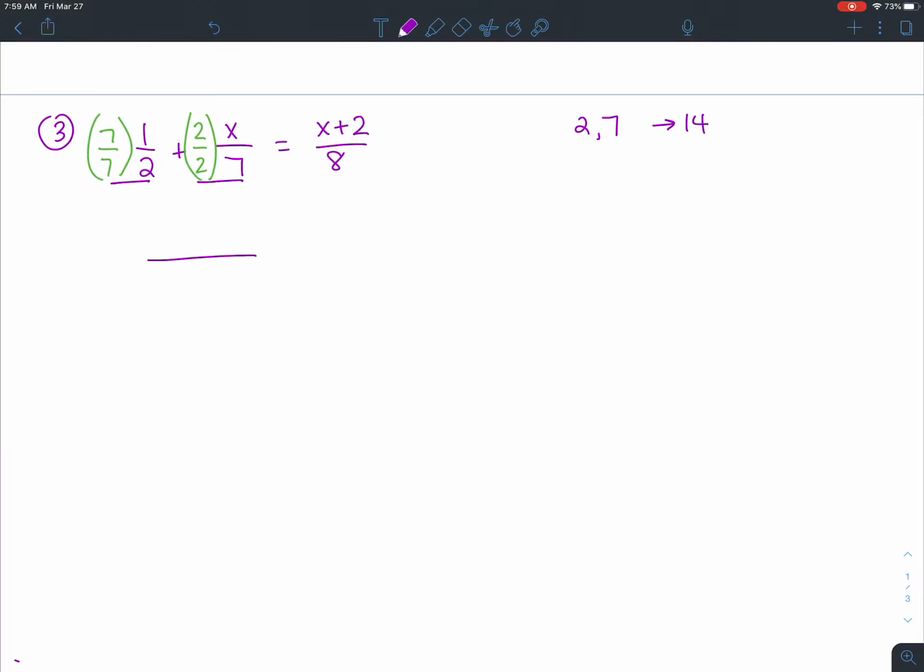So both of these become 14 down here. So this becomes 7 and this becomes 2x. And now that equals x plus 2 over 8. Now I can do cross multiplication because I have one fraction equaling another fraction. So now I can say that those will multiply and these will multiply. Now, I should have picked smaller numbers, but hang with me.